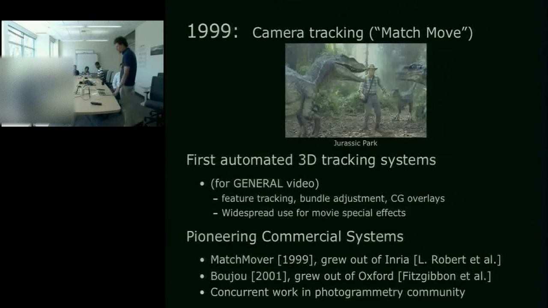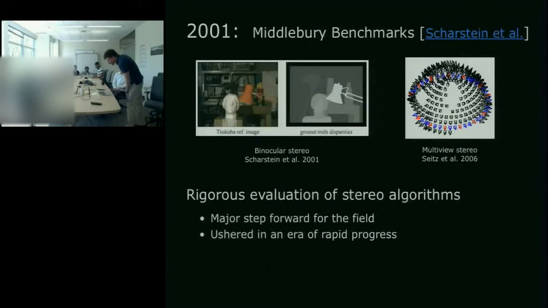There were some pioneering commercial systems, in particular MatchMover, which came out of INRIA, Faugeras' group, led by Luc Robert, and Boujou, which grew out of Oxford, Fitzgibbon and Zisserman and so forth. There's also concurrent work in photogrammetry around the same time. Let's see, I'm running a little bit low on time, so I'm just going to skip over some of these.